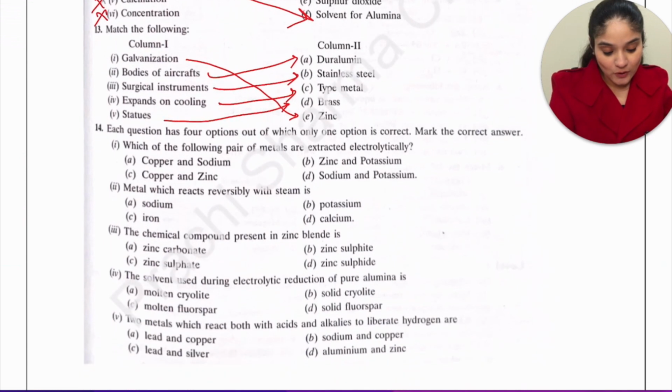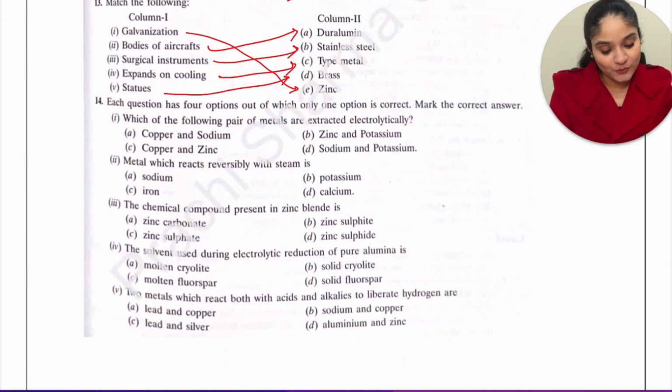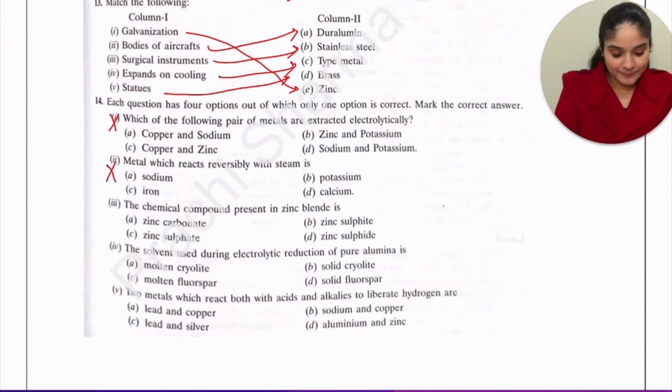Now moving on to question number 14. Each question has 4 options, out of which only one option is correct. Mark the correct option. Let's look at the first question. Which of the following pair of metals are extracted electrolytically? This is not in the syllabus. Metals which react reversibly with steam is not in the syllabus. The chemical compound present in zinc blende is zinc sulfide. Then the solvent used during electrolytic reduction of pure alumina, that is cryolite.